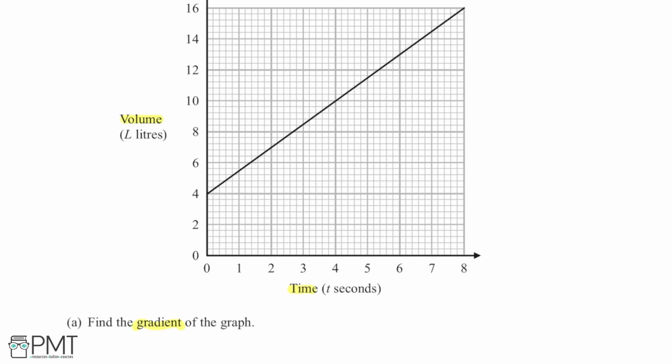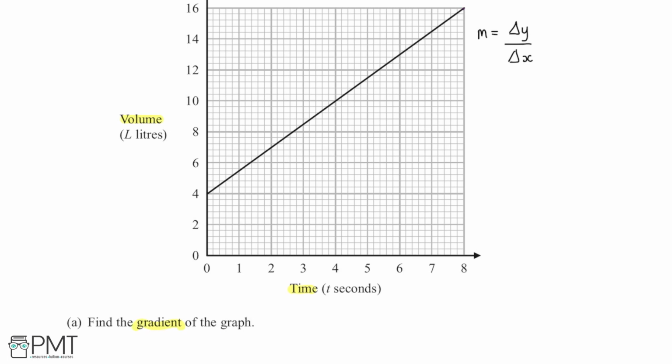So to find the gradient of the graph, we're going to look at the change in y value, so the change in volume, divided by the change in the x value, so the change in time. So if we write that out, m, which is often used to describe the gradient, is equal to delta y, delta being change in, over delta x. A good way to do this is to draw out a big triangle on the graph so that we can easily see the change in y and the change in x.